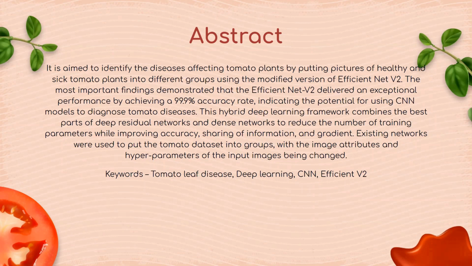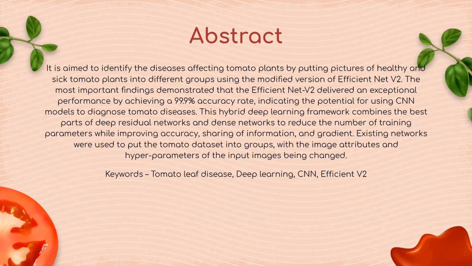Abstract. By classifying images of healthy and diseased tomato plants into separate groups using a modified version of EfficientNetV2, it aims to identify the diseases affecting the tomato plants. The most significant results showed the EfficientNetV2 performed exceptionally well, obtaining a 99.9 accuracy rate, showing the possibility of utilizing CNN models to identify tomato illness.